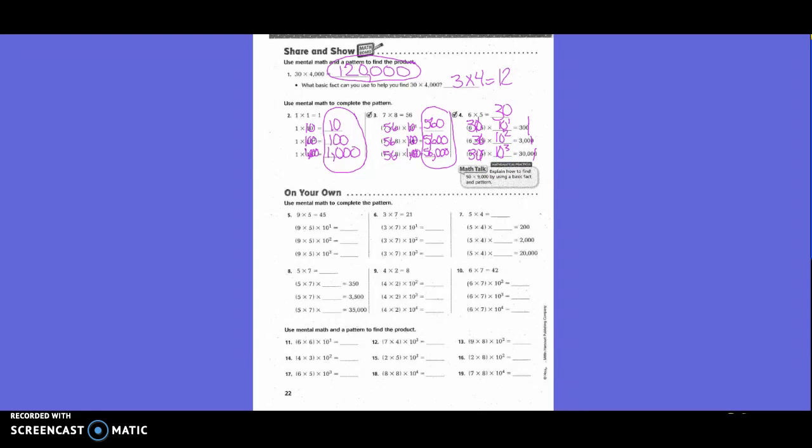So what you guys are going to do is you're going to have your partner. You're going to do 5 through 10 with your partner, and then we will come back and check them.